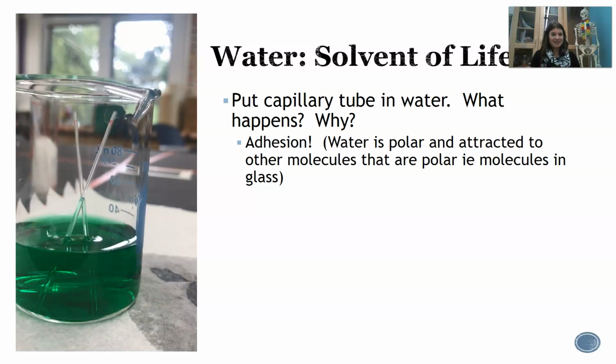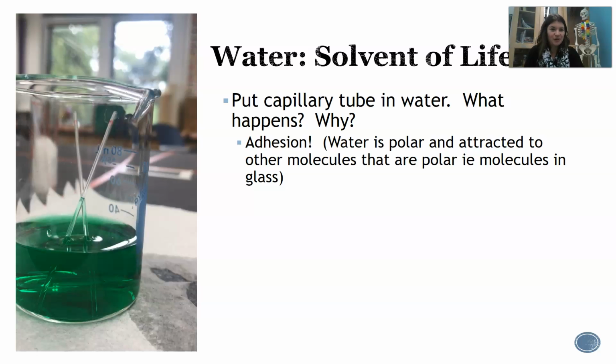Glass, for instance, is attractive to water. That's why when you're measuring with a graduated cylinder, you see that meniscus, the attraction of the water to the glass. Here, because the tube's so small, the water can actually stick to the glass and stick to each other, and it can rise up against gravity.